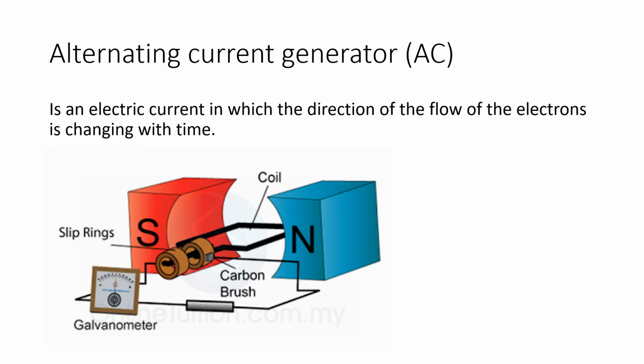AC current is an electric current in which the direction of the flow of the electrons is changing with time. That is the difference between DC current and AC current. For DC, the direction of the flow of the electrons is constant, one fixed direction with time. For AC, it's changing with time, and the setup will be like this. It has a coil, slip rings, carbon brush, and galvanometer.